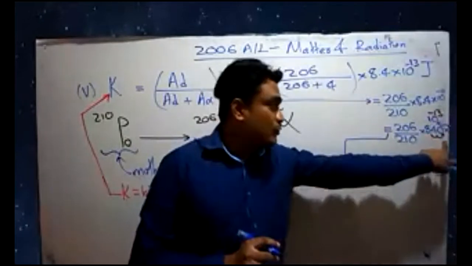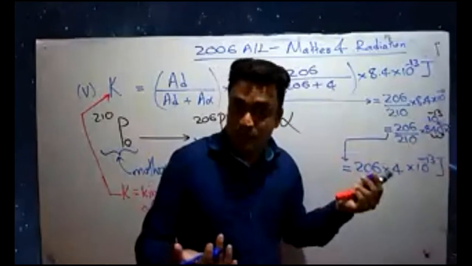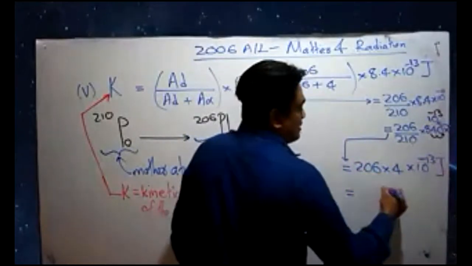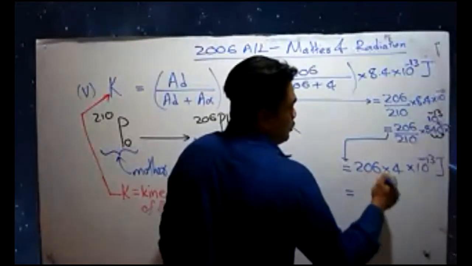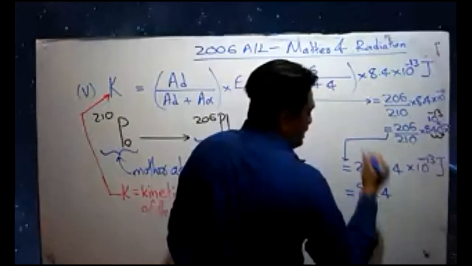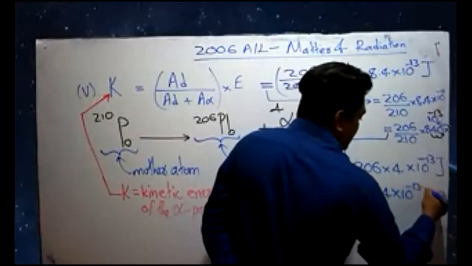Once you write 840, 0 and 0 cancelled out. 84 divided by 21 is 4. Now so simple. Let me simplify this. 4 times 6 is 24. 2 remaining. 4 times 0, 0 plus 2 is 2. 4 times 2, 8. Into 10 to the power minus 13 joule.